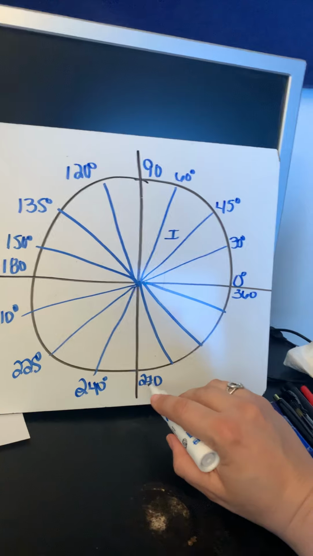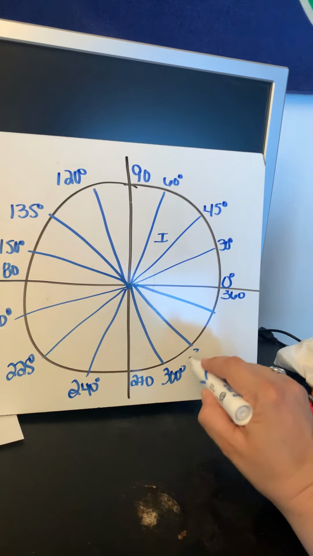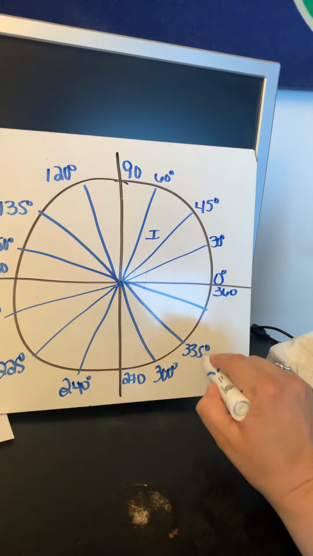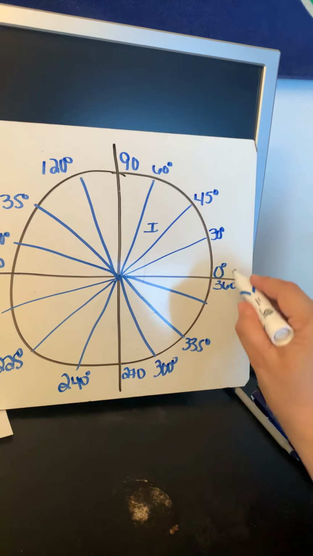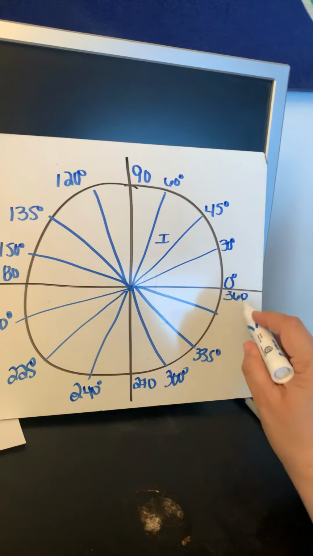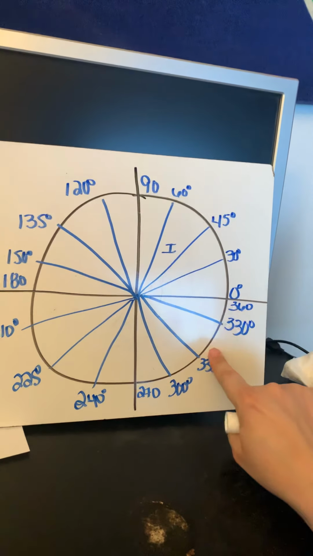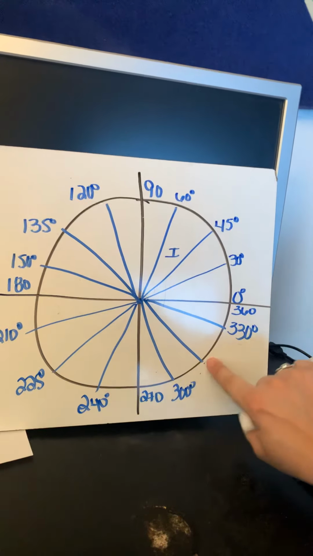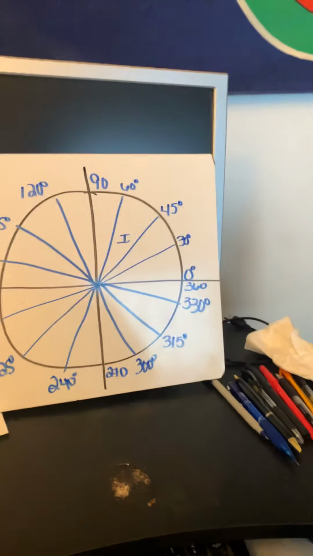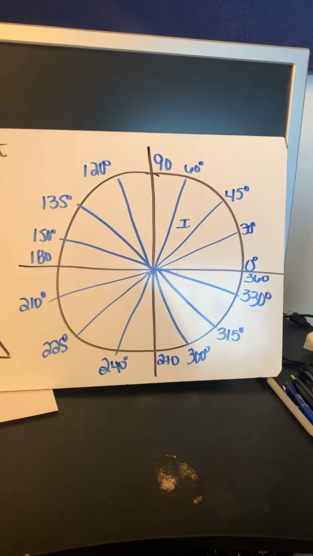And same thing here. What's 270 plus 30? 300. Plus 45, 270 plus 45, 315. I messed up on this one earlier; hopefully you caught that. 270 plus 60, or you can go this way: 360 minus 60 was this one, 360 minus 30 is 330. So those are the angles coming around that unit circle.